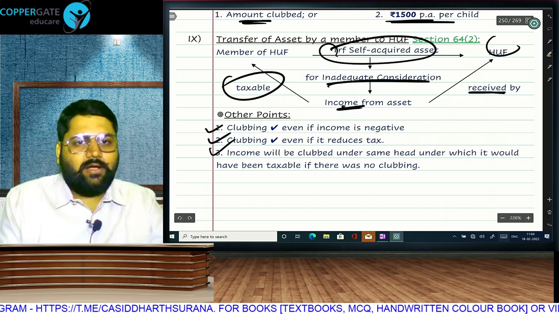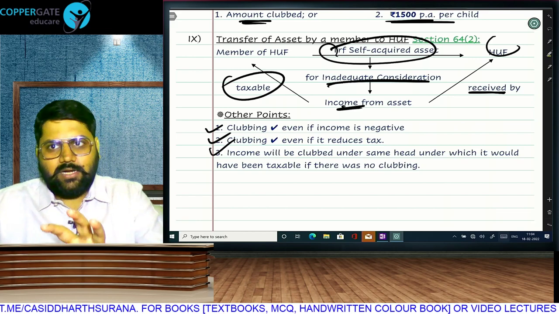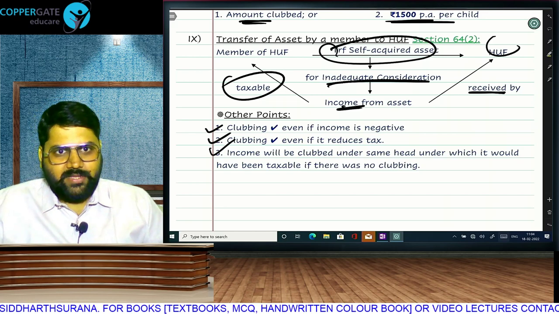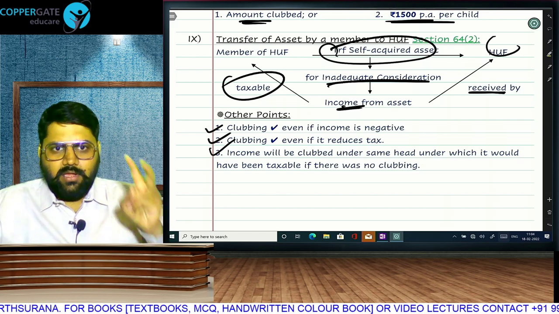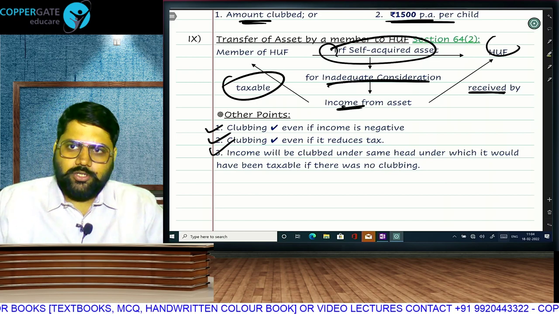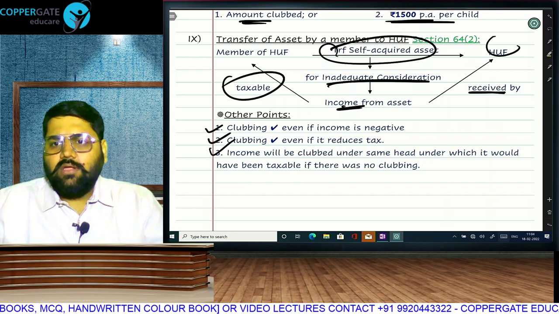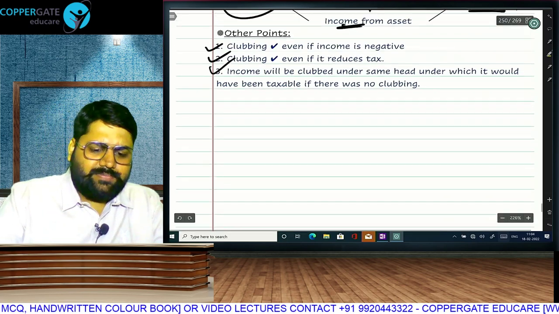And clubbing is not a head of income. Clubbed income will go in one of the 5 heads. Without clubbing, milk profit would have gone in PGBP, so in clubbing it will go in PGBP. Without clubbing, debenture interest would have gone in IFOS, so in clubbing it also goes in IFOS. Okay, so that's our chapter called clubbing of income. I was aware that it's a small chapter, it will get over fast.